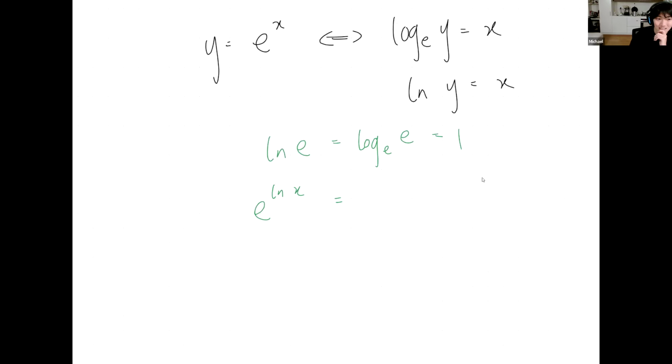Is it 1? No. Is it 0? No. Okay, well, good guess. Oh, is it the variable? It's x. It is x. Nice. How do you get it?